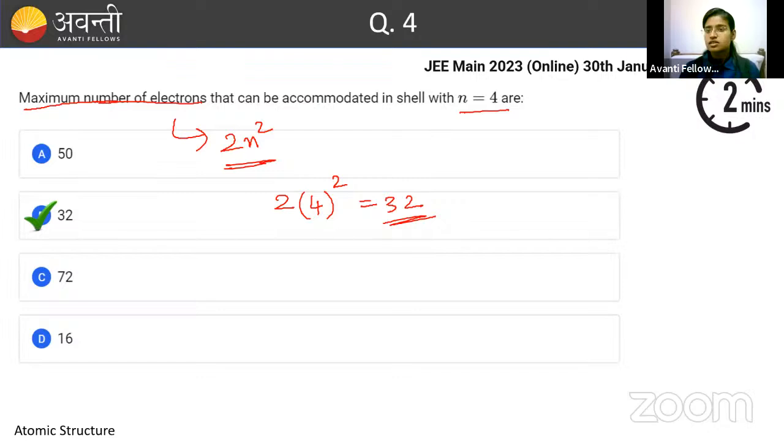Great. So have you all noted this? Did you all write down this formula in your notebook? It's very easy, no? 2n square.